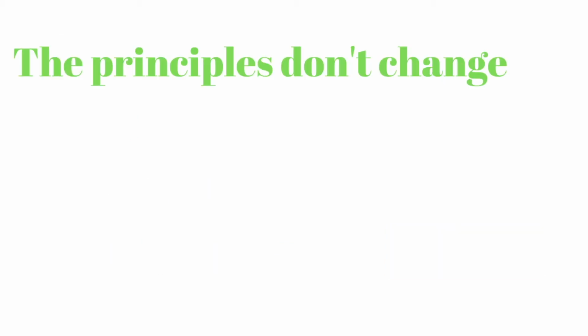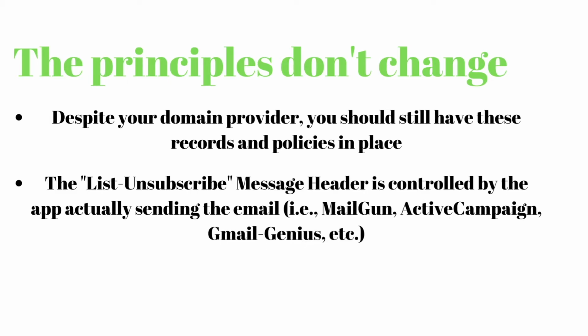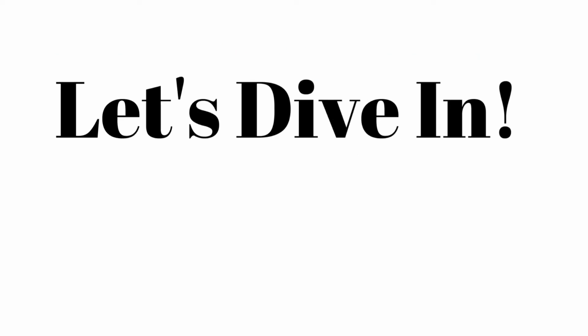But the principles really don't change. Despite your domain provider, you should still have all the records and policies in place that we're going to go over today. And just a quick note, the list unsubscribe message header is actually controlled by the app sending the emails, such as Mailgun, ActiveCampaign, or in our case, Gmail Genius. And that's why I wanted to make sure you know what tools we're using to actually send these emails that we're using to test our score with. So without further ado, let's go ahead and dive on in.